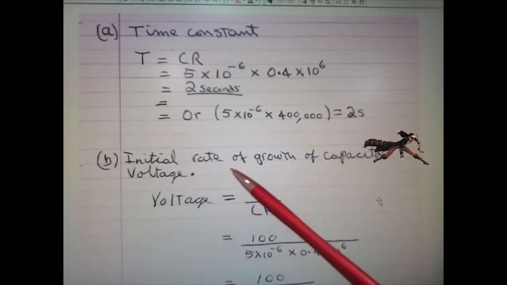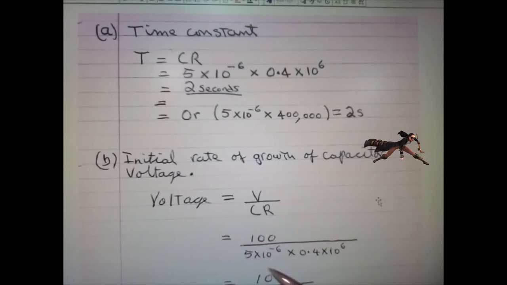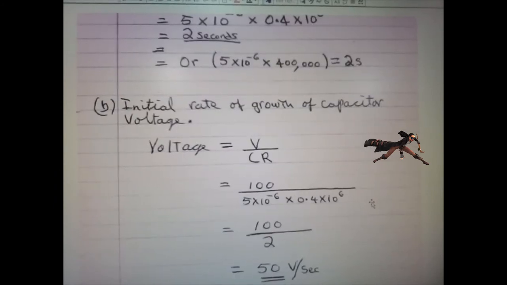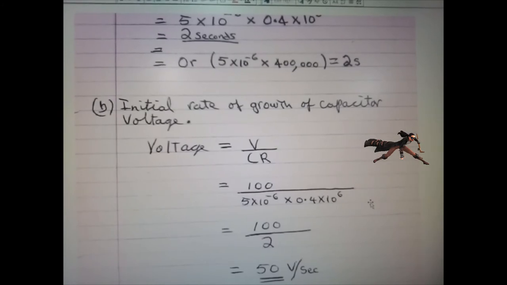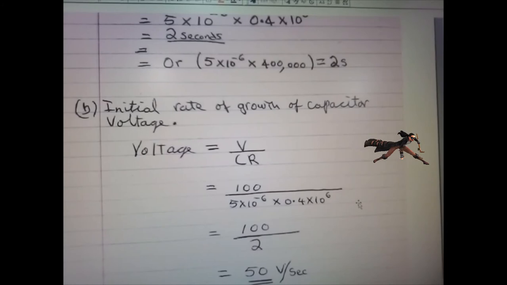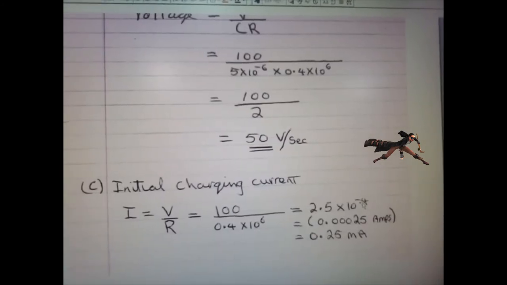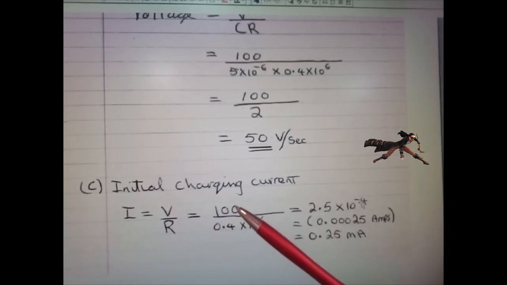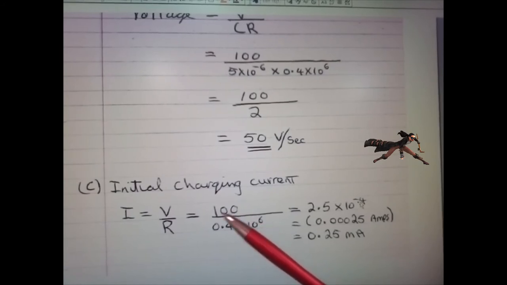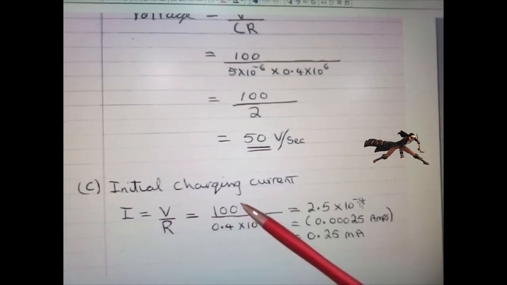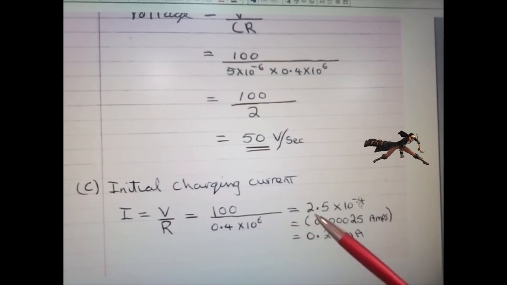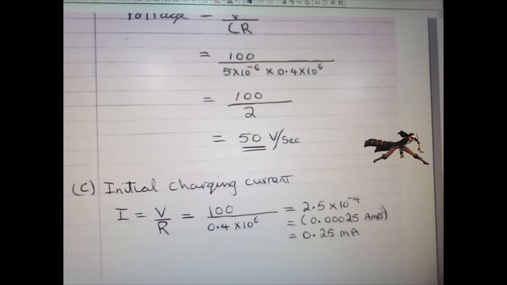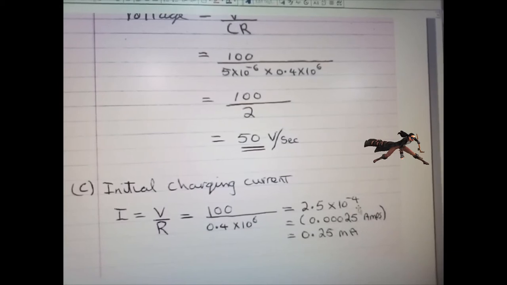The initial rate of growth of capacitor voltage equals V over CR, and here we have that. Put this into your calculator and it will come out to 50 volts per second. So for every second that passes, your capacitor is charging up at 50 volts per second. Now initial charging current, I equals V over R, 100 volts over 0.4 times 10 to the 6 ohms, equals 2.5 times 10 to the minus 4, 0.00025 amps or 0.25 milliamps. You should arrive at one of these answers on your calculator, depending on how your calculator functions.